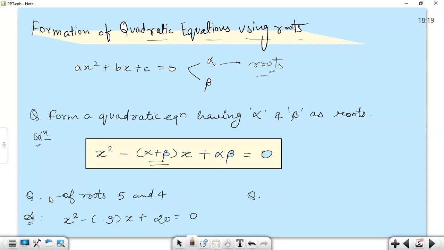Now we have to form a quadratic equation having roots 3 and 2. It's a very famous quadratic equation. X square minus, come on, speak. X square minus, 3 twos are 6x. Okay, my mistake: 3 plus 2, 5x, and 3 twos are 6. Yeah, this is a very famous quadratic equation. Similarly, we can find the quadratic equation for any roots.